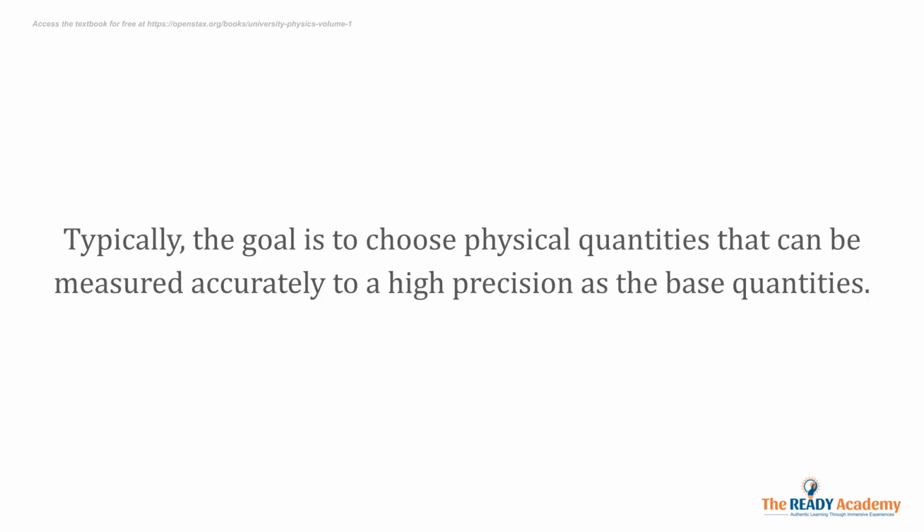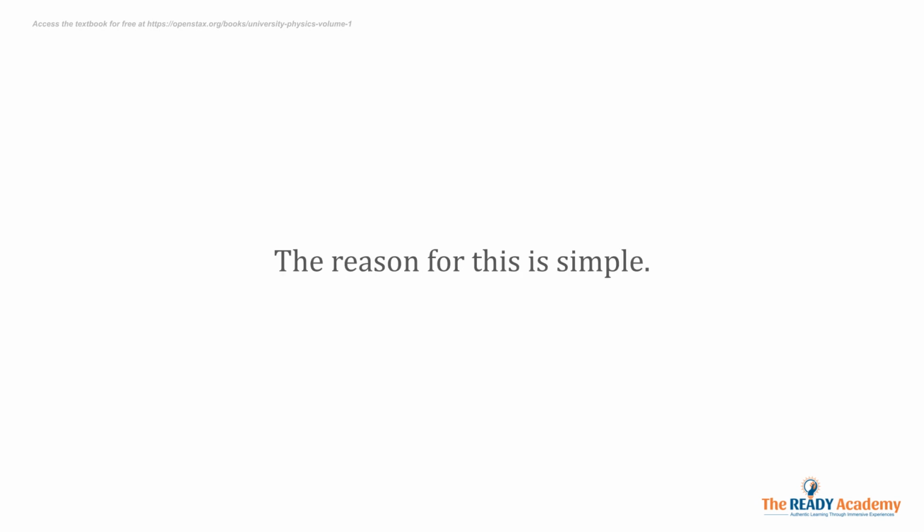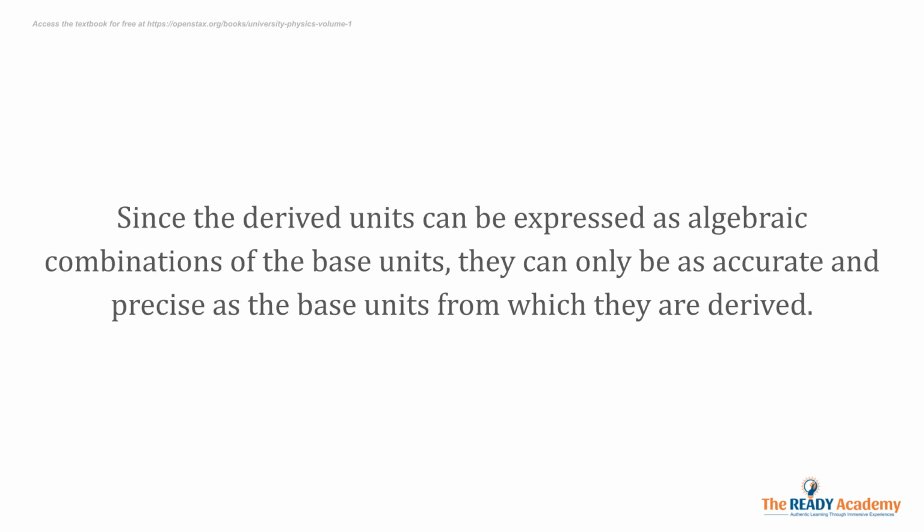Typically, the goal is to choose physical quantities that can be measured accurately to a high precision as the base quantities. The reason for this is simple. Since the derived units can be expressed as algebraic combinations of the base units, they can only be as accurate and precise as the base units from which they are derived.